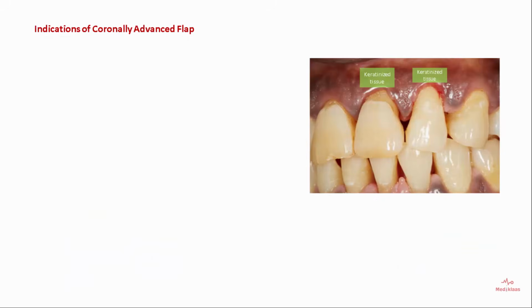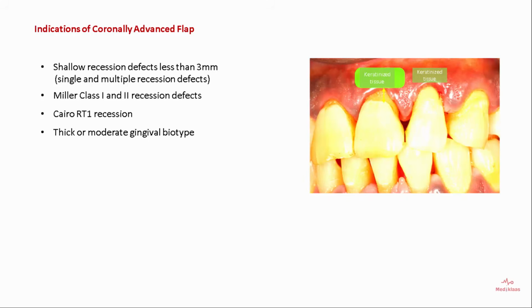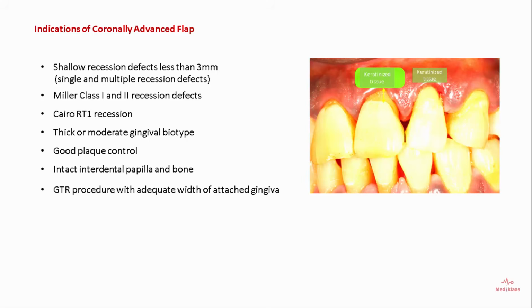So where can coronally advanced flap be indicated? In case of shallow recession defects which are less than 3 mm, in case of single and multiple recession defects like Miller's class 1 and class 2 recessions, in Cairo's RT type 1 recession, in thick or moderate gingival biotypes where the patient has good plaque control, and an intact interdental papilla and interdental bone. It can also be advised in procedures like guided tissue regeneration where adequate width of attached gingiva is present.